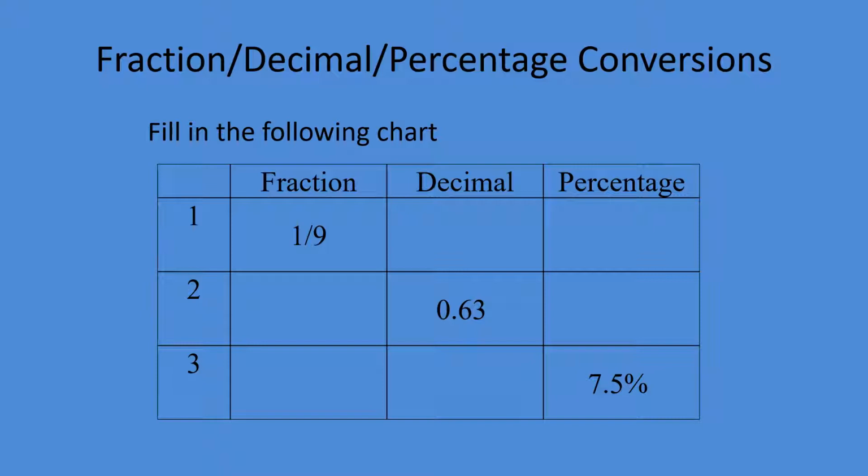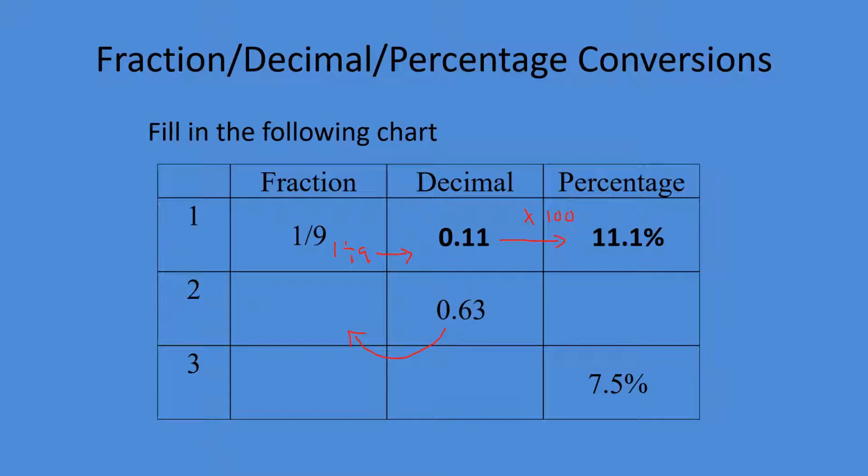Everyone punch in your calculators. 1 divided by 9, what do you get? 0.11. Okay, we can just keep a couple digits. Go to percentage. 11 point 1111. We don't have to worry about that. All right, let's go this way, I guess.